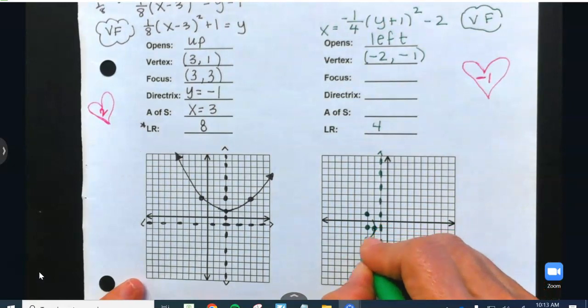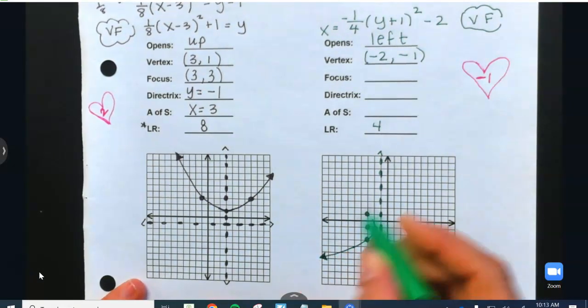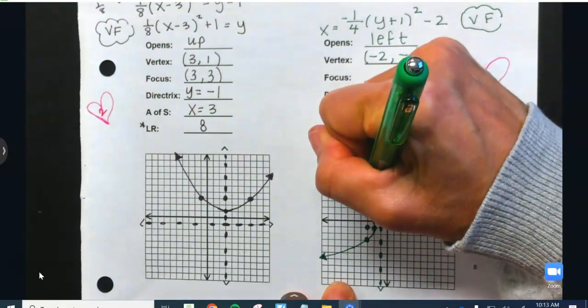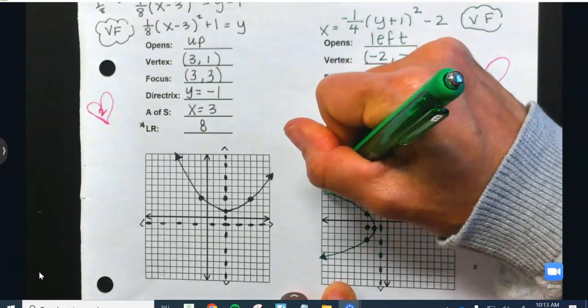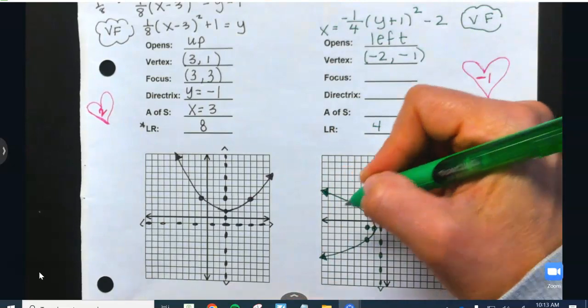And then I'm going to try my best to make these graphs look the best I can because I'm kind of expecting the same for you. Do the best that you can. Give it your best effort.